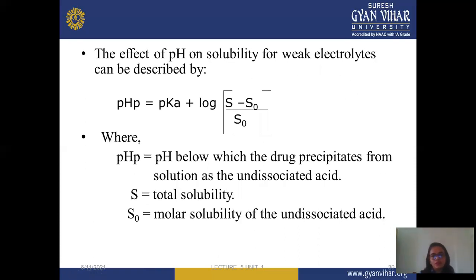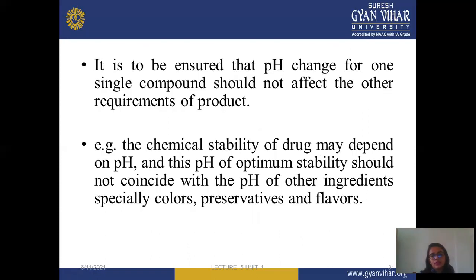And the effect of pH on the solubility of weak electrolytes can be described by pH equals pKa plus log of S minus S0 divided by S0, where below this pH the drug precipitates from the solution as the undissociated form. S is the total solubility, and S0 is the molar solubility of the undissociated acid. This assures that a pH change for one single compound should not affect the other requirements of the product.